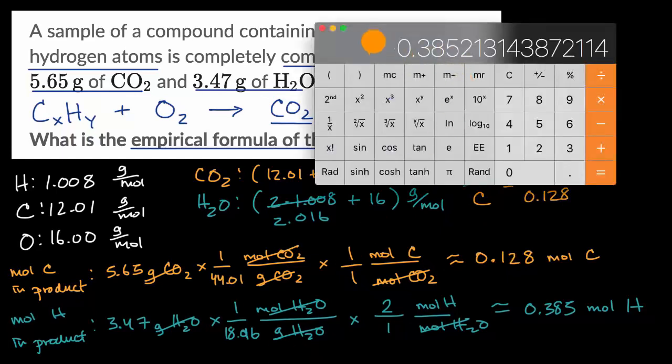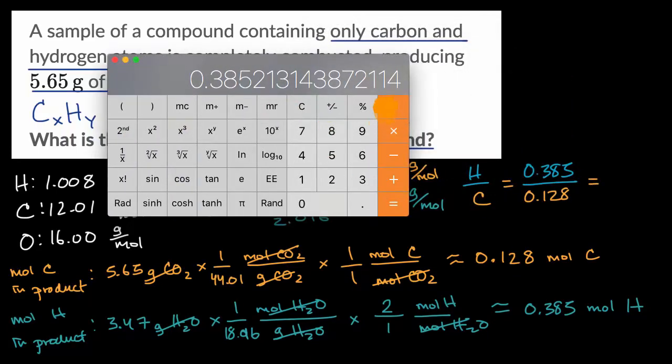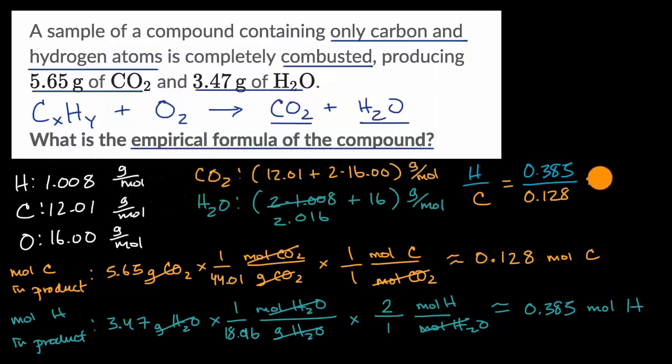It looks like it's going to be roughly 3, but let me verify that. So I already have the hydrogen there. And so if I divide it by 0.128, I get pretty close to 3. So there you go. This is approximately 3. And so with pretty good confidence, since this was very close to 3, I can say for every carbon, I have 3 hydrogens in my original compound. So the empirical formula of our original compound, for every 1 carbon, I have 3 hydrogens. So CH3, and we are done.